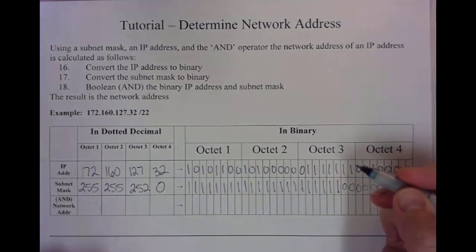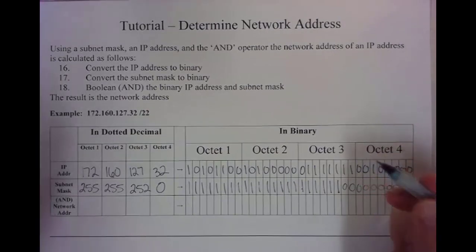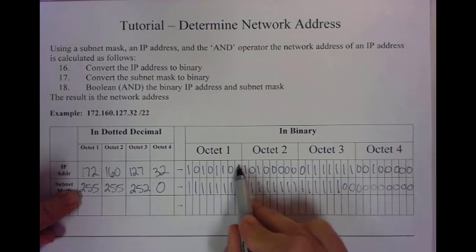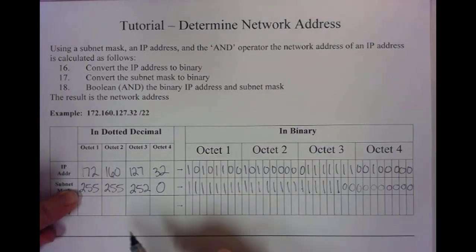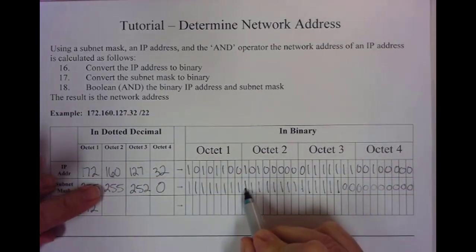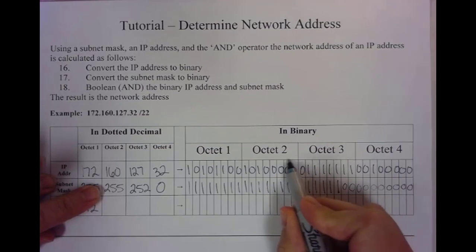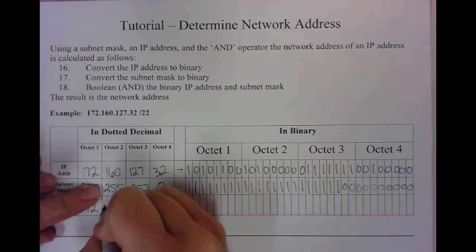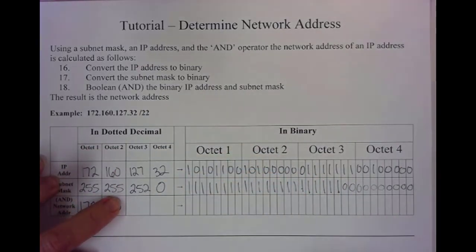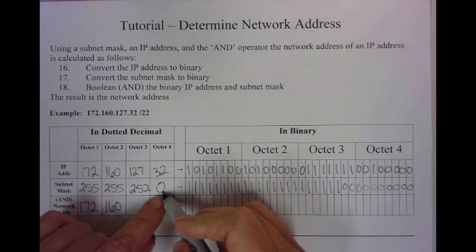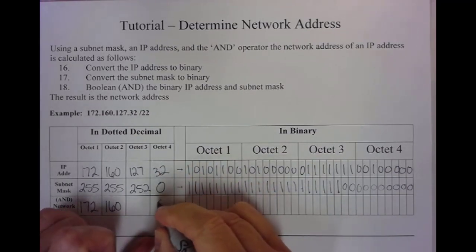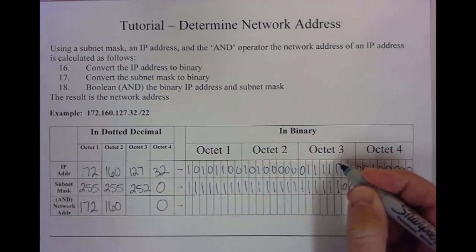So let's do the shortcut to figure out the easy ones. Since I have a 255, every bit in the subnet mask is on, which tells me every bit in the first octet is going to be part of the network address. The second octet, every bit in the subnet mask is on, so I know that every bit in octet 2 is going to be on. Octet number 3, there's a little variation there, so let me leave it till last. I have a 0 in the fourth octet, so I know everything in the fourth octet is off. So I just need to look at the third octet.